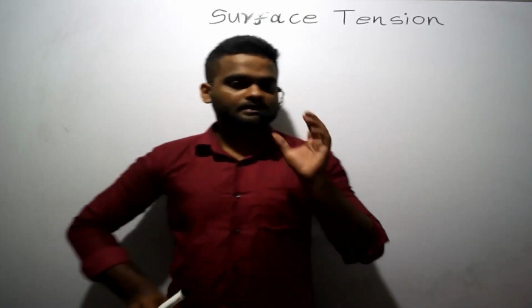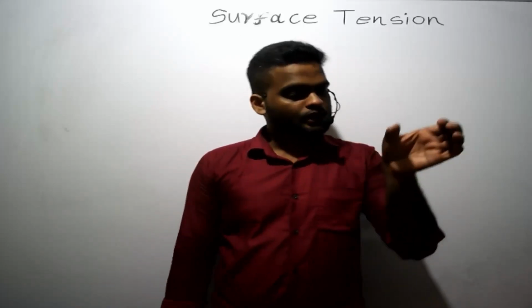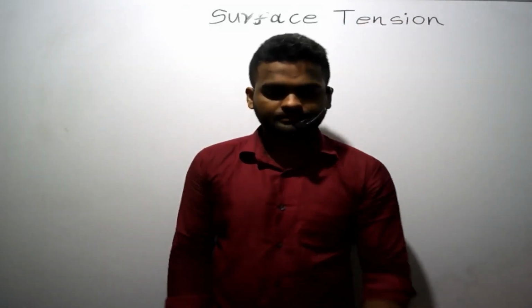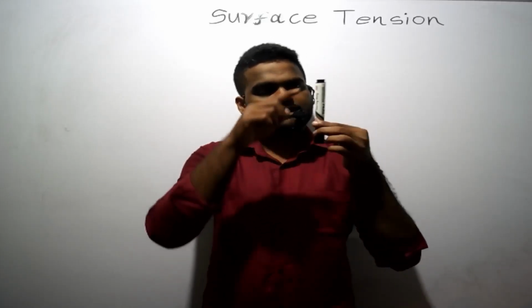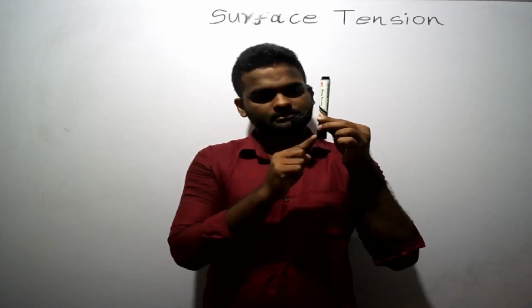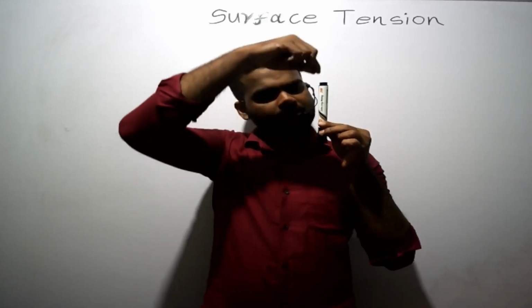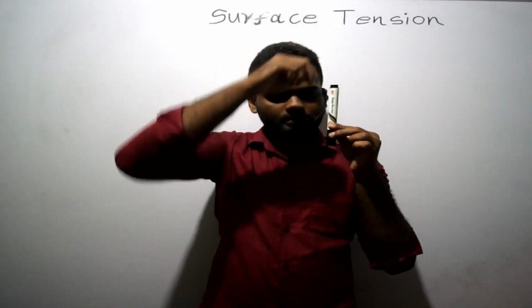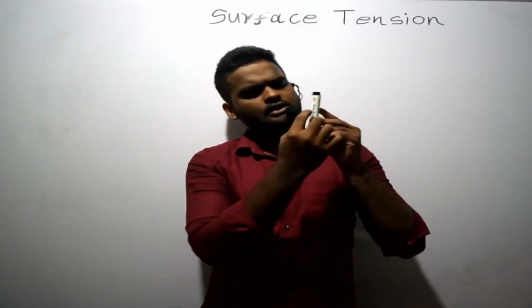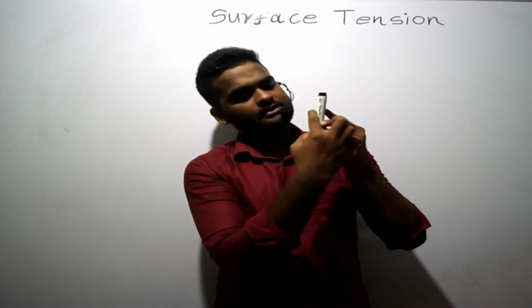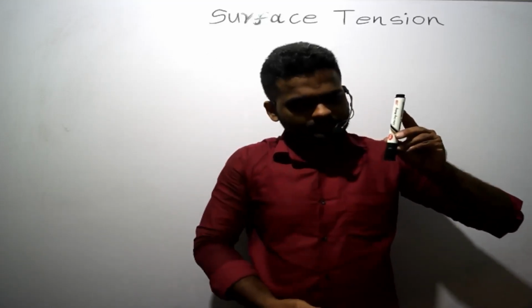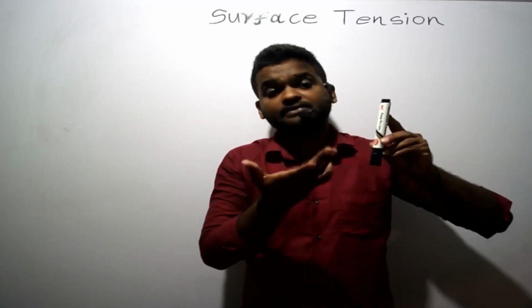So this is what we are going to do. You just take an open tube, both ends open. Then you insert some liquid into it, let's say water. So there's a water column here. It doesn't just drop, because of surface tension forces.